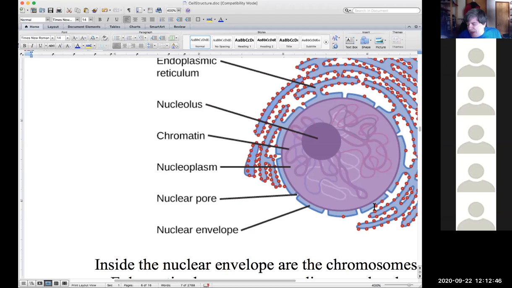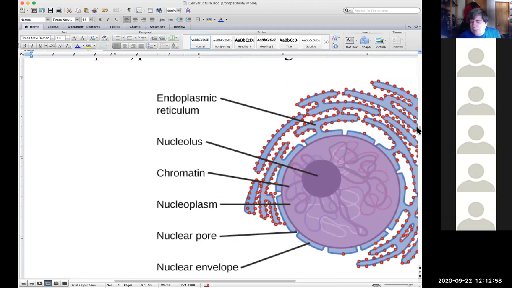Now notice this outer layer where they show the red dots, this is really a continuation of this layer that has red dots around it. And this is something called the rough endoplasmic reticulum. So notice this layer of the nuclear envelope is really just a continuation of the rough endoplasmic reticulum.